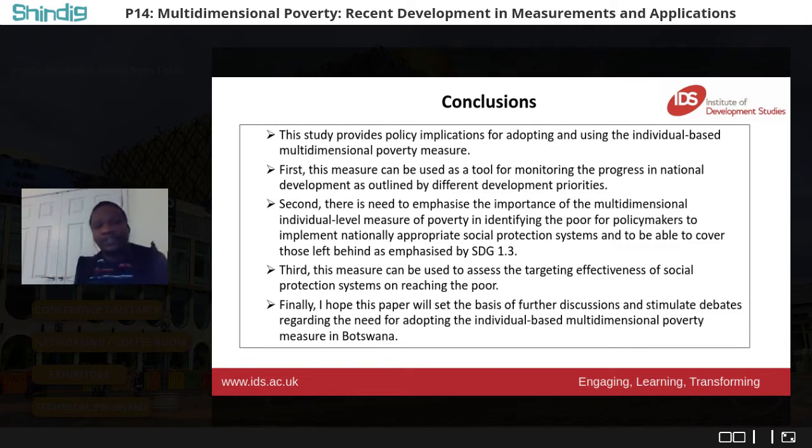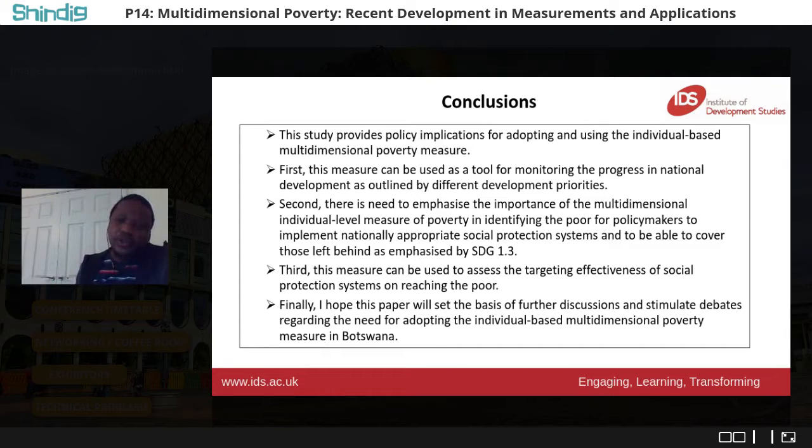So in conclusion, the study provides policy implications for adopting and using the individual-based multidimensional poverty measure. First, this measure can be used as a tool for monitoring the progress in national developments as outlined by the Botswana Poverty Eradication Policy Strategy, the Vision 2036, and the NDPs.